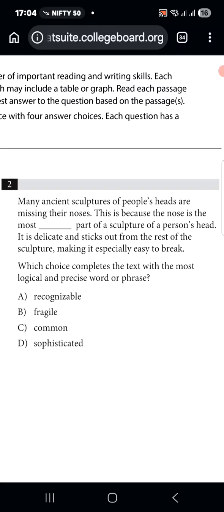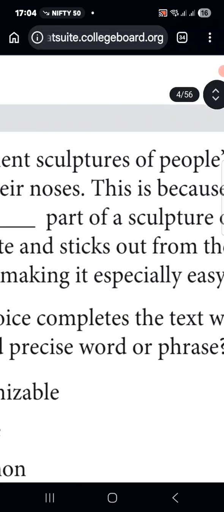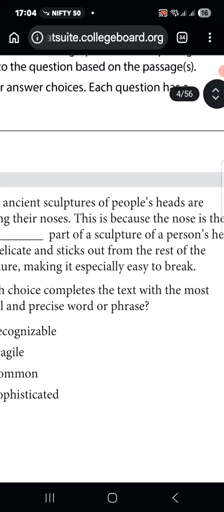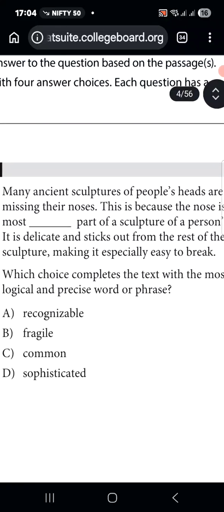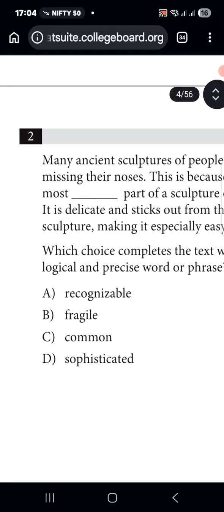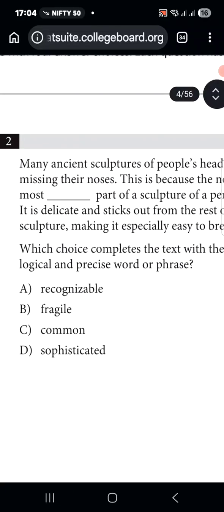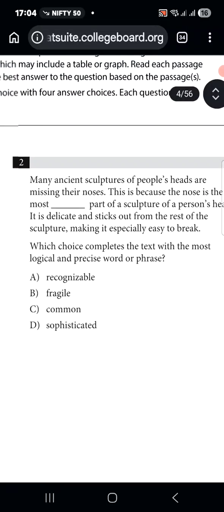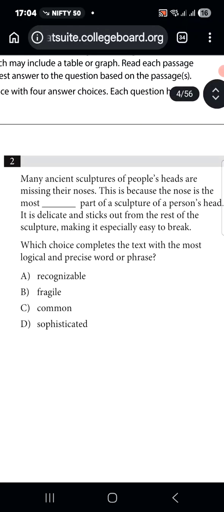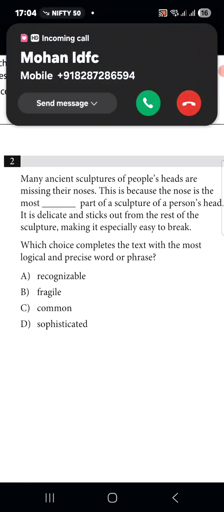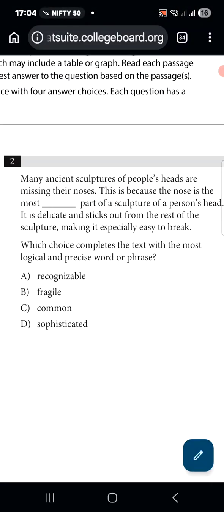Okay, I hope you have done this question, and let's do this together now. This is because. So what is this? But I'll still read this completely. This is because I'm starting from the second line and I'm reading the part near the blank first. This is because, meaning something has been said earlier. This is because the nose is the most dash part of a sculpture. So nose is which part? Let's try to understand this particular sentence a little further. And see, I'll not read every word. I'll say da da da, or I'll skip some of the words here and there, just to make sure that I understand it properly and I save time.